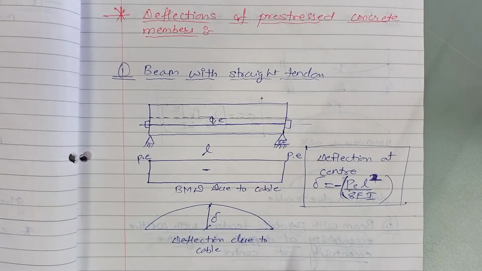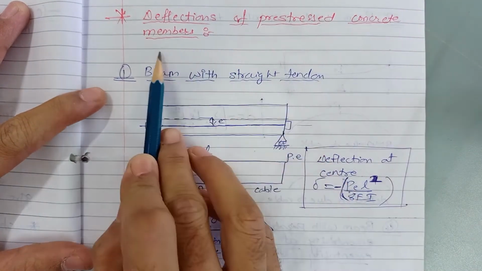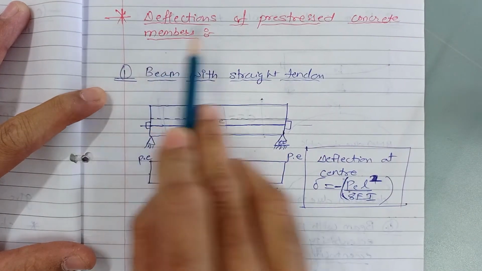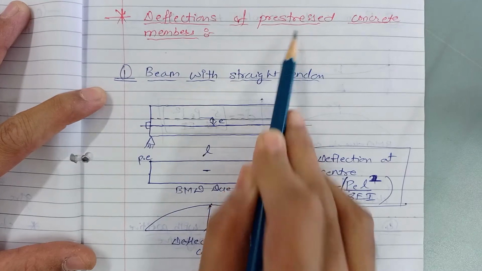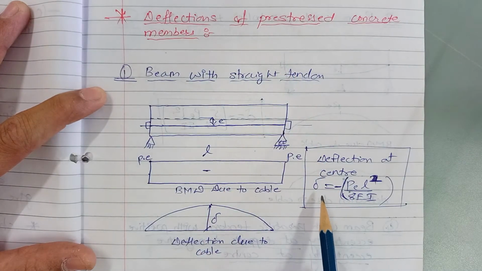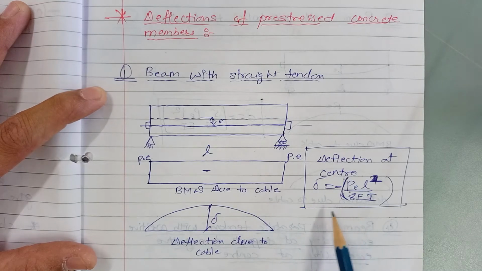Now prior to moving towards step number 8, just have a look. Deflections of prestressed concrete members. Deflection calculation of a prestressed concrete member. There are some ideal conditions and their deflection formulas are calculated from derivation. You are only supposed to remember this formula or equation so as to calculate the deflection values.